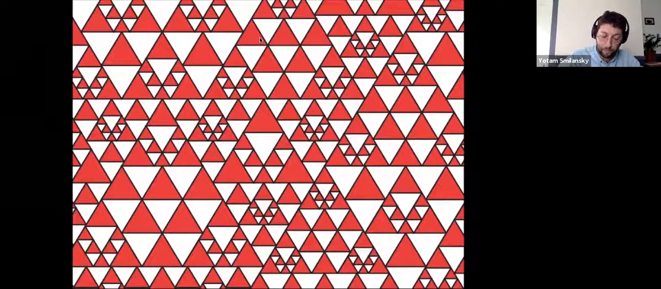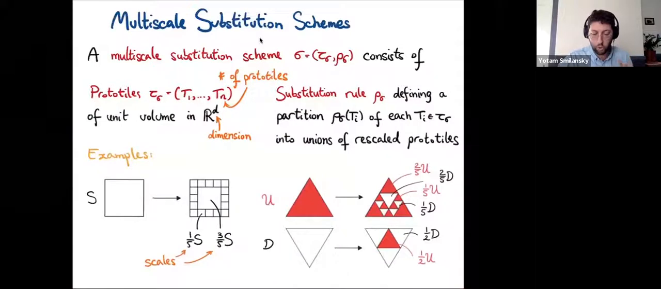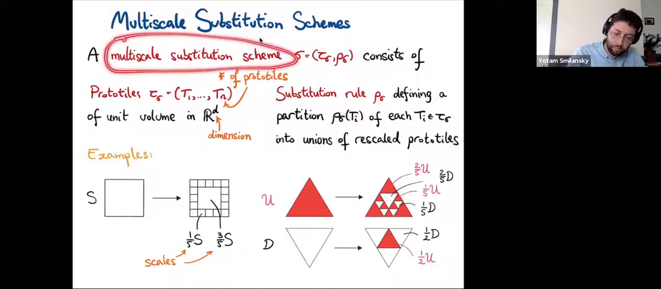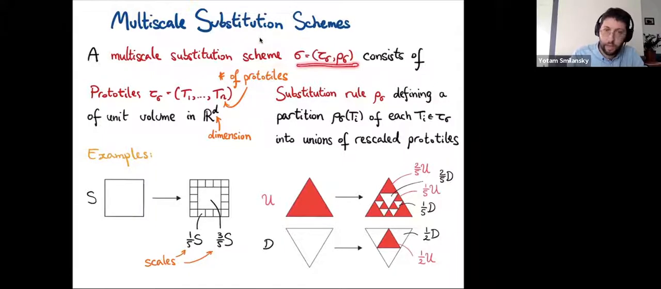Okay, so how do these come about? Let me start straightforwardly with constructing such tilings. After I discuss the construction of the tilings, I'll also discuss some results that we have obtained. So the basic object that you need to define such tilings is what I call a multiscale substitution scheme. A multiscale substitution scheme is essentially a pair, and it consists of the following two parts.